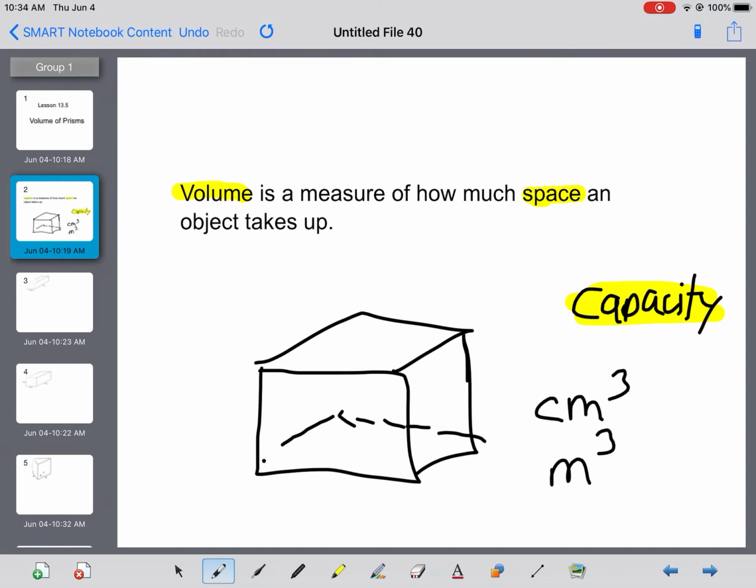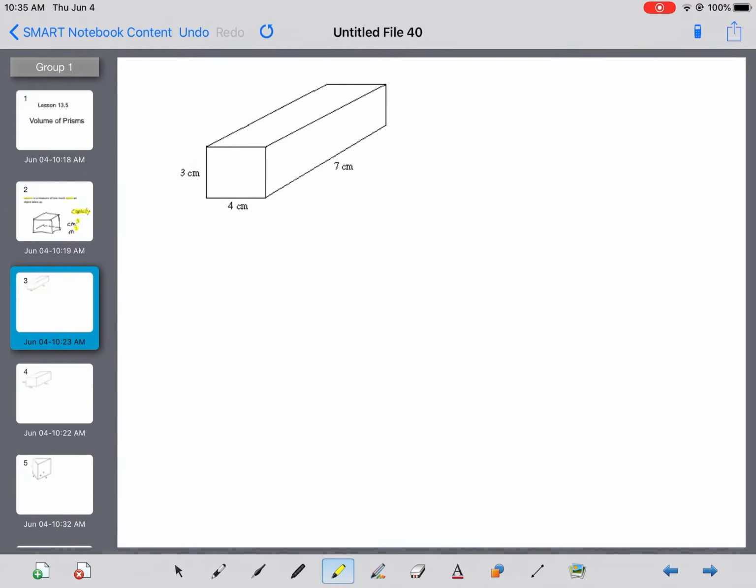When we talked about area, we talked about things being squared, and now we're going to talk about things being cubed, because there are 3 dimensions that we're going to be working with. So anytime you find the volume of something, remember to put this little cubed 3 behind your units. So let's start with a pretty easy one, a rectangular prism.